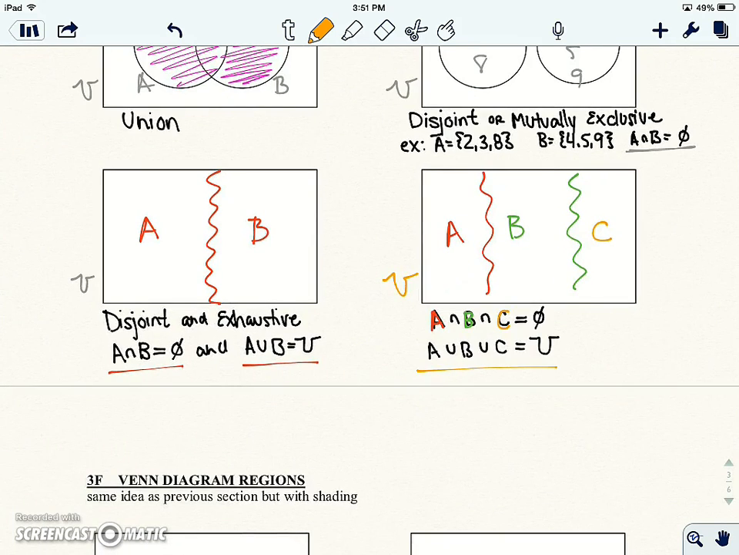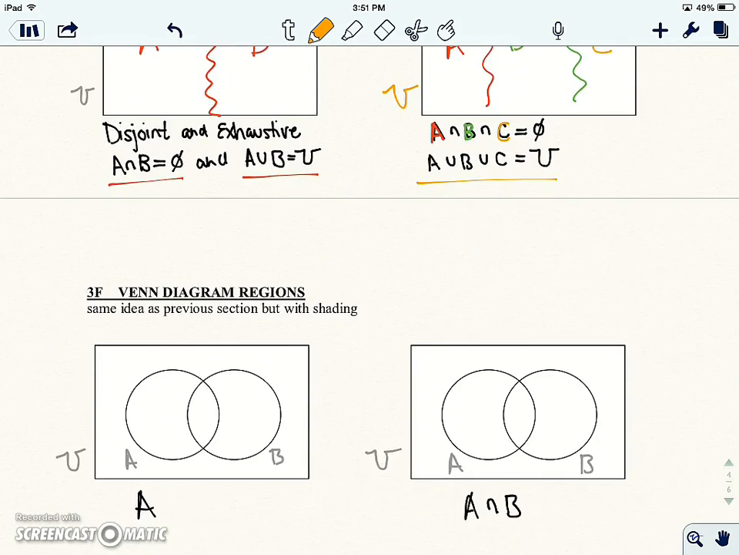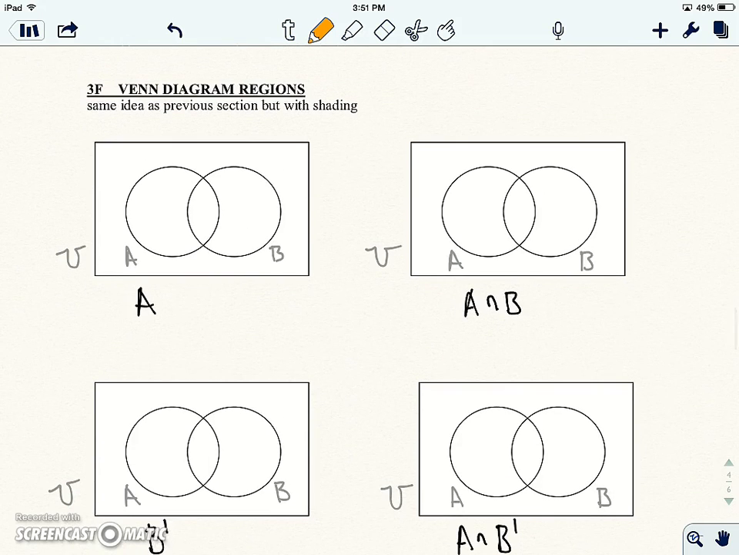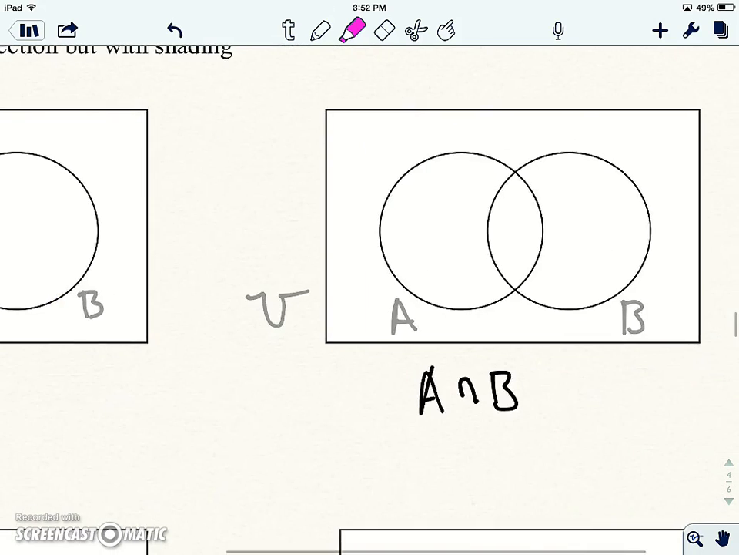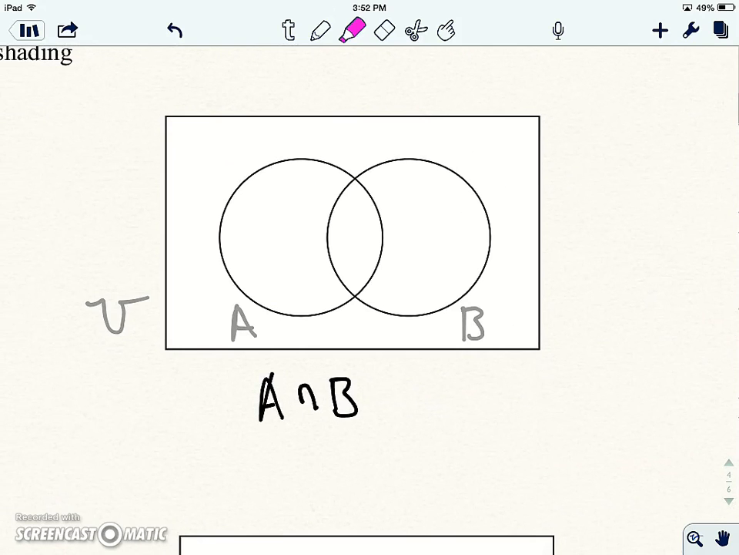All right, let's look at this with some examples. So same ideas, but with shading. If I just told you to shade set A from this first picture, well, set A is everything in this circle. So that would be set A. If I told you to shade A and B, just like we did before, it's the part that overlaps, so that's A and B.